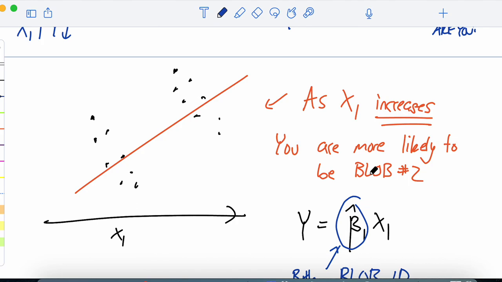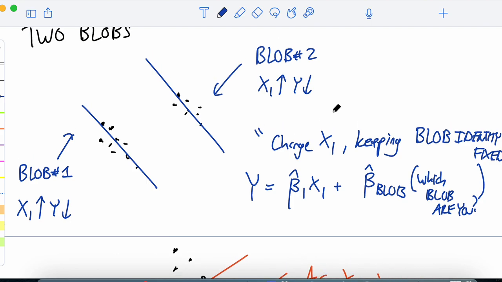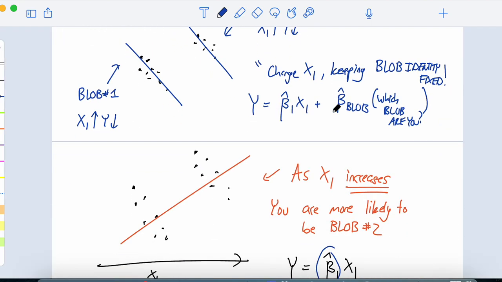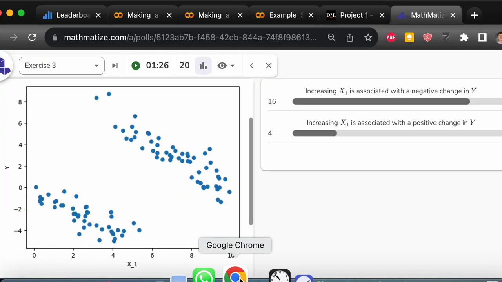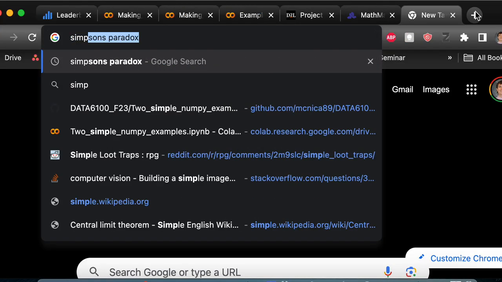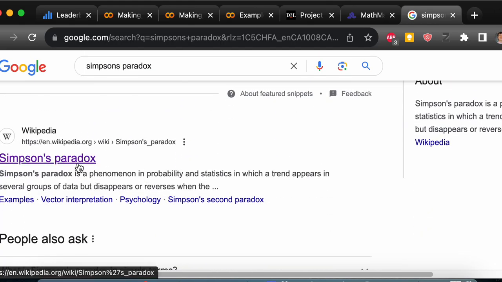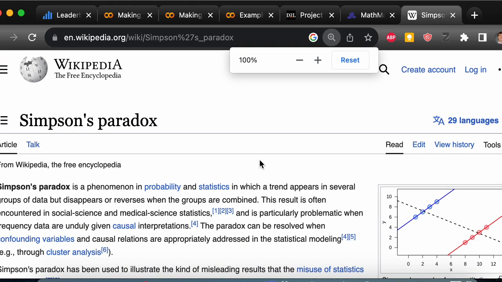And even though the effect of x1 on each blob is negative, the effect of which blob you are in is so positive that overall the trend is positive. So it switches from negative to positive here. So that is the example we're looking at. This, by the way, is called Simpson's paradox. If you haven't seen this before, I highly recommend you read this Wikipedia page that has lots of nice pictures that look a lot like the one we did.